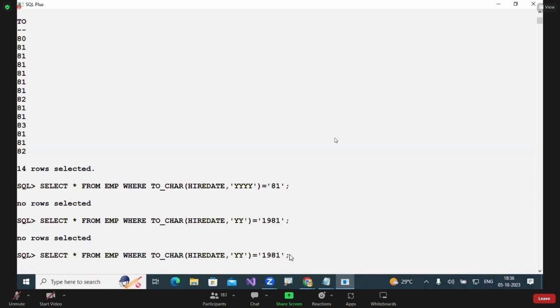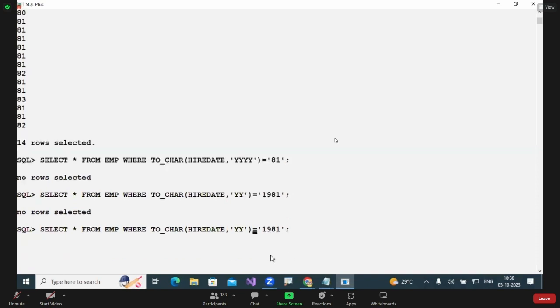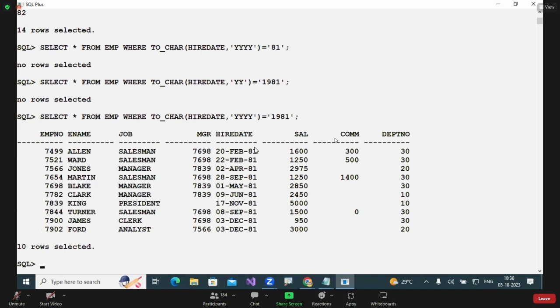Now see, I'm giving YYYY here, for example, and 1981. Now 4 digits are satisfied, yes or no? Then you will get the 1981 people. See how many people there are: 1981, 10 out of 14 employees. So these are the 10 employees who joined in 1981. For example, suppose, can I give 1881 here?